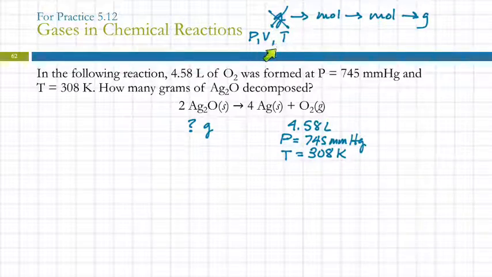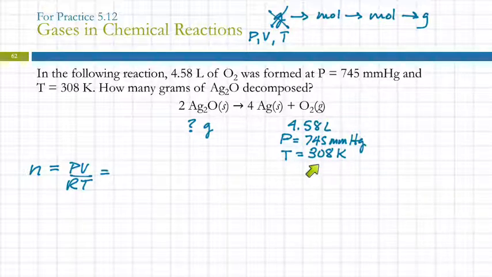So to get from this information we have about the gas to moles, we use the ideal gas law. So it doesn't strictly look like dimensional analysis at that point. First we need to calculate the moles of gas. So we take PV equals nRT and we rearrange it. n equals PV over RT.